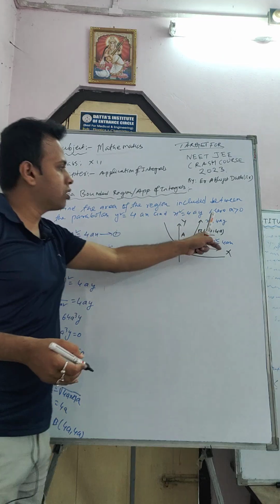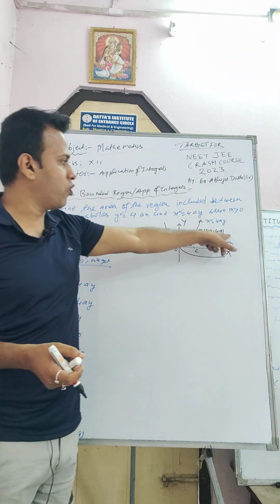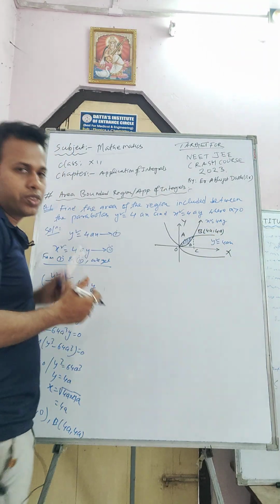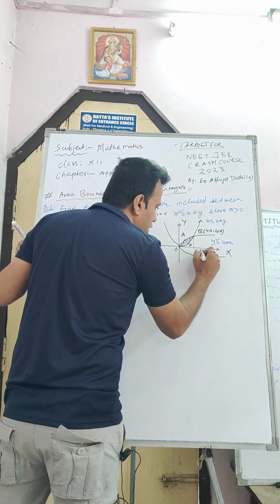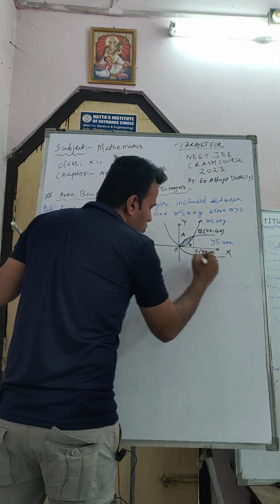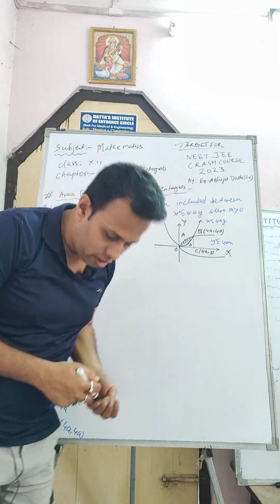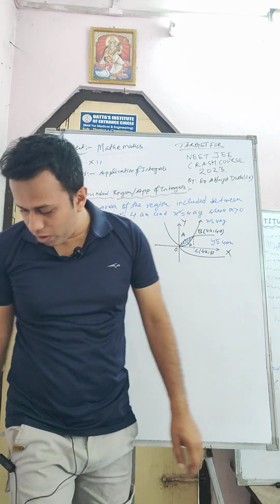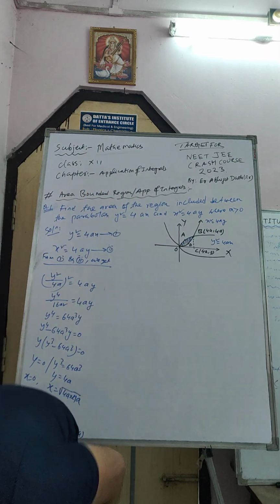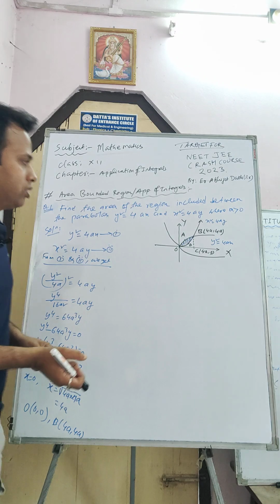Okay, if the coordinate of B is 4a, 4a, then the coordinate of the C will be, it will be this one, x is 4a, 0. We know that on the x-axis the coordinate of y is 0, and similarly on the y-axis coordinate of x is 0.